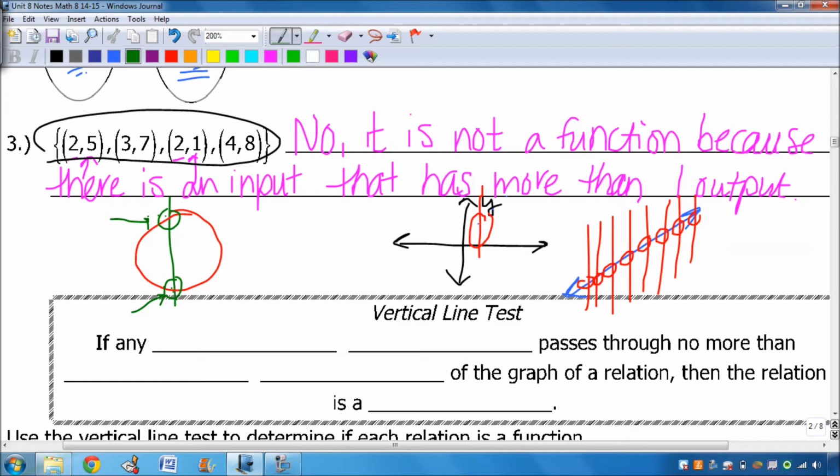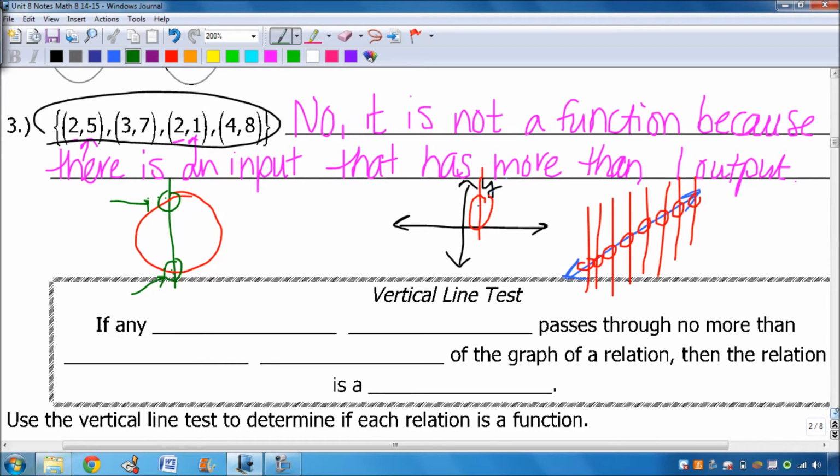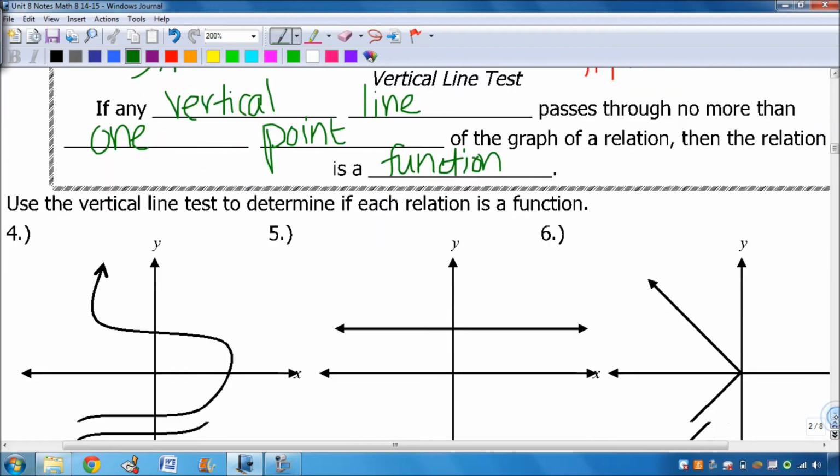So we're going to write down the blanks for what we need for a vertical line test. If any vertical line passes through no more than 1 point, so 1 point is the maximum number of points it can cross through, of the graph of a relation, then the relation is definitely a function. Okay, so let's take a look at what we have right here in question number 4.